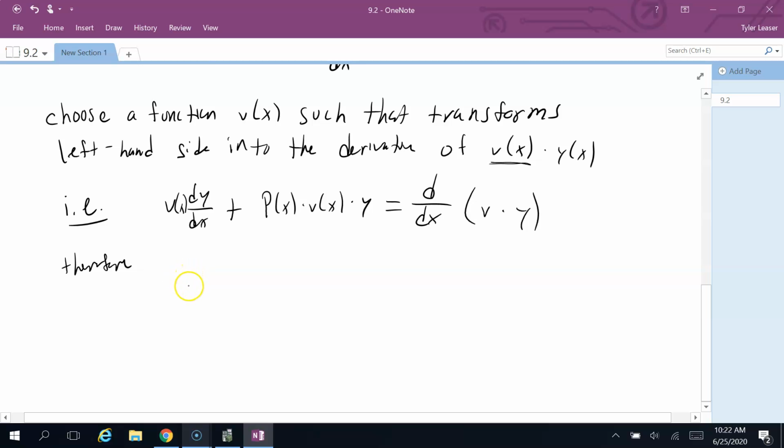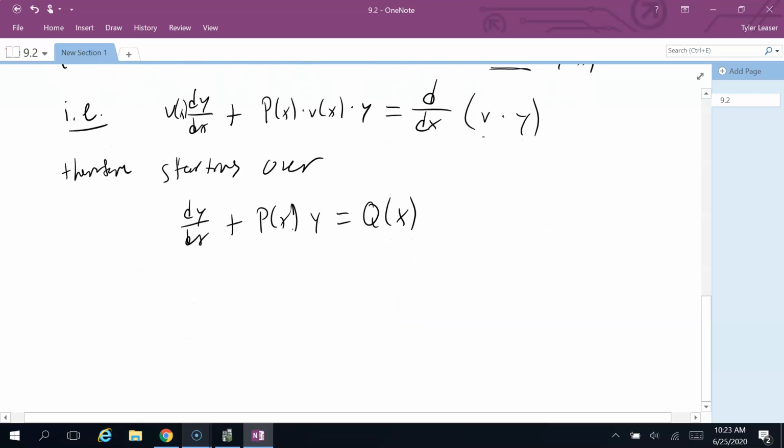Just kind of rewriting this thing a little bit. What we want to do is solve this for y. So let's rewrite and start back over. Therefore, starting over, if we have our differential equation dy/dx plus p of x times y, and that's equal to q of x. So just our standard form differential equation.